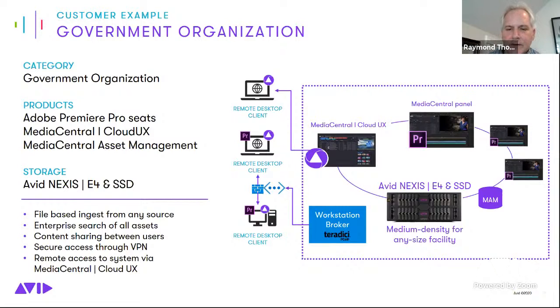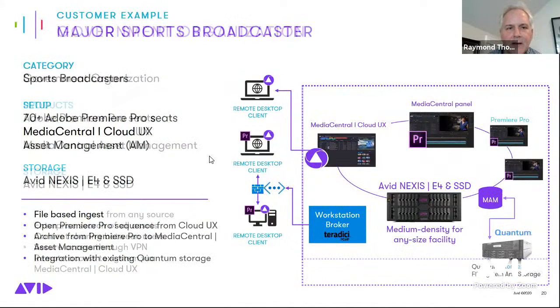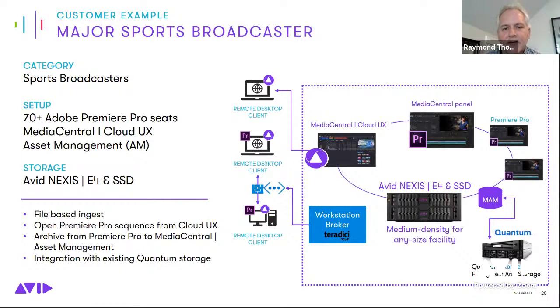And they're doing pretty much the full gamut of what's possible inside of the environment. We also have a major sports broadcaster also using all the tool sets. A cool thing to call out here is the fact that this broadcaster happens to also have third-party storage hanging off of the back of the NEXIS file system. And so they're able to, through the MAM system, search for and find that content and bring it back into the NEXIS file system using MediaCentral Cloud UX.